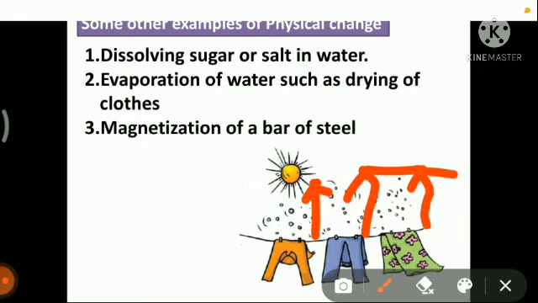So this is all about the physical change portion of your 6th chapter. From the next class we will be looking at chemical changes, and more on the importance of chemical change: why chemical change is important, what the properties of chemical change are, and we'll look at some examples of chemical change as well.